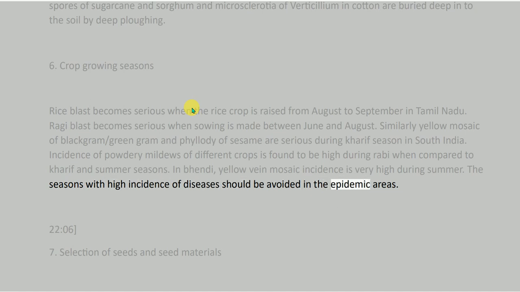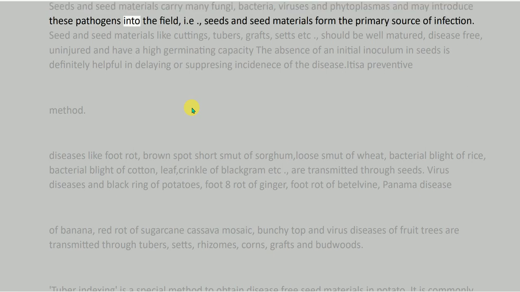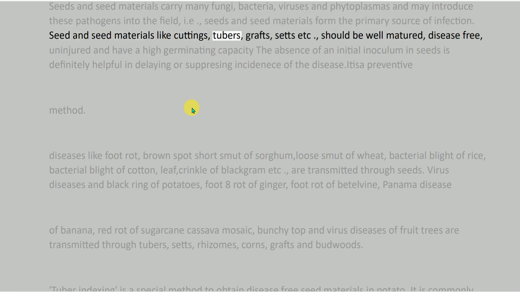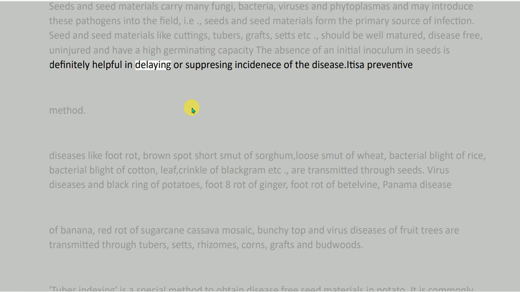7. Selection of seeds and seed materials. Seeds and seed materials carry many fungi, bacteria, viruses and phytoplasmas and may introduce these pathogens into the field. I.e. seeds and seed materials form the primary source of infection. Seed and seed materials like cuttings, tubers, grafts, sets etc. should be well matured, disease-free, uninjured and have a high germinating capacity. The absence of an initial inoculum in seeds is definitely helpful in delaying or suppressing incidence of the disease. It is a preventive method.